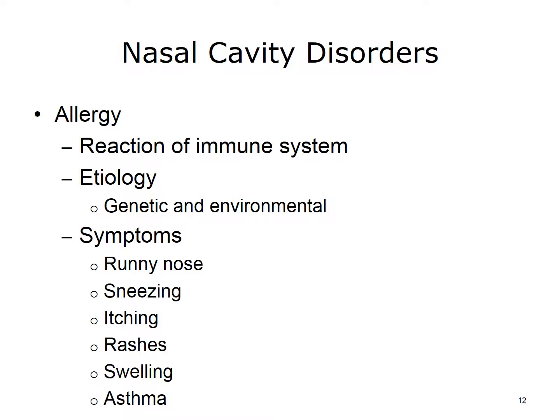Scientists think both genes and the environment have something to do with it. Normally, your immune system fights germs. In most allergic reactions, however, your immune system is responding to a false alarm. Symptoms of allergies include a runny nose, sneezing, itching, rashes, swelling, or asthma. If you have a severe allergic reaction called anaphylaxis, it can be life-threatening.